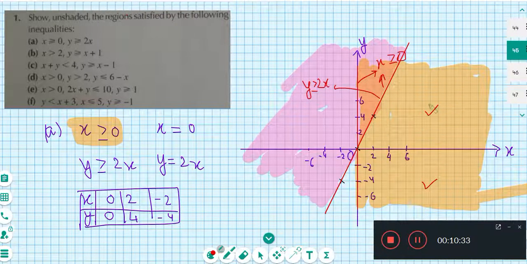So you can see that these two shaded regions overlap here at this region. The overlapping region is your answer, where these two inequalities are satisfied. These inequalities are satisfied at this region.